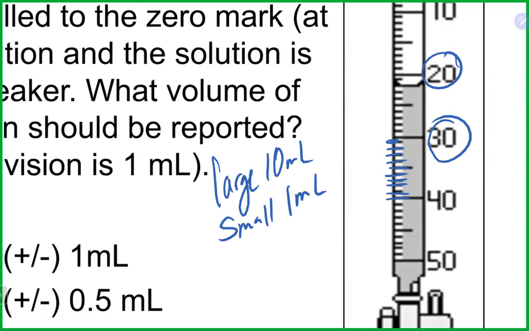That means that I could take this to how many decimal places? Three. I could actually take it to 1 decimal place. If I divide that by 2, that's plus or minus 0.5 milliliters, which is 1 decimal place.